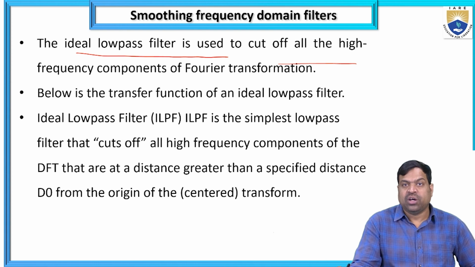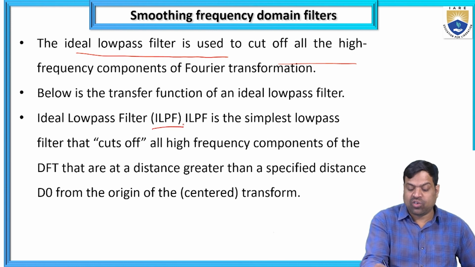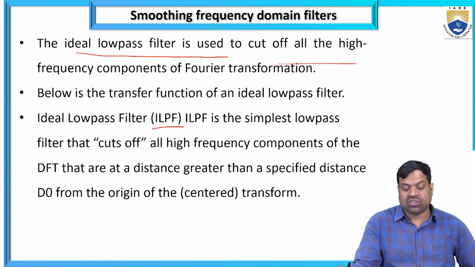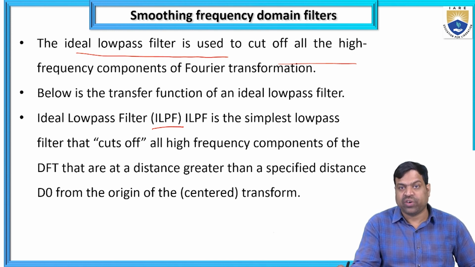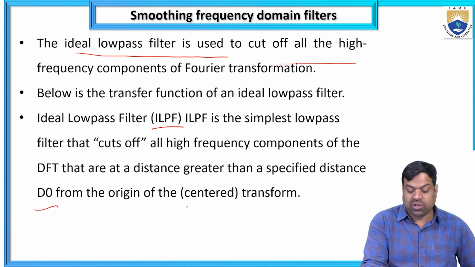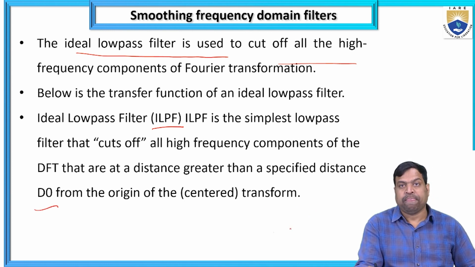The ideal low pass filter, ILPF, is the simplest low pass filter, and it cuts off all the high frequency components of the discrete Fourier transform that are at distance greater than a specified distance d naught from the origin of the centered transform. Okay. So the ideal low pass filter is used to cut off all the high frequency components of the Fourier transform. Below is the transfer function of an ideal low pass filter.